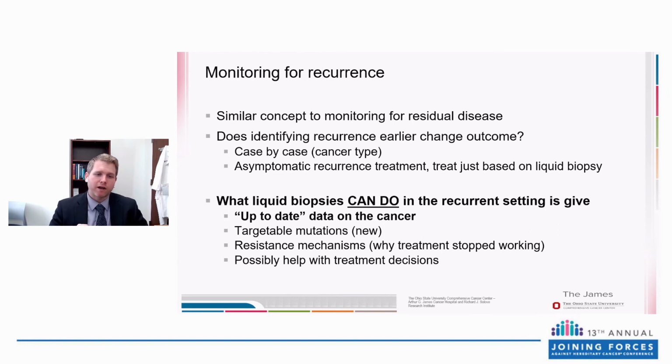Now, what I will say, and this is a fact, is that liquid biopsies in these circumstances can give us up-to-date data on the cancer. So if I get a liquid biopsy and I know that somebody's cancer has come back, or I'm pretty worried that it has, that liquid biopsy is going to give me information about what that cancer is doing right now from a genetic standpoint. It's going to give me an idea about targetable mutations, potentially new ones that have developed since the diagnosis or our initial biopsies. It's also going to give us an understanding about resistance mechanisms, or maybe why certain treatments stopped working or weren't working. And it can possibly help with our treatment decisions moving forward.